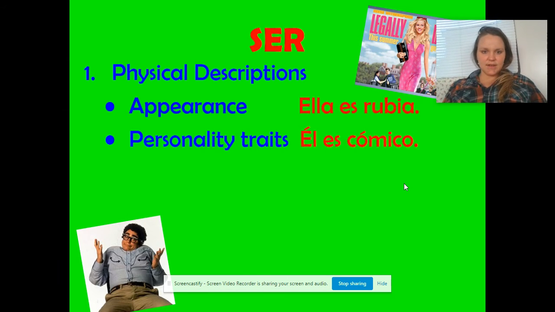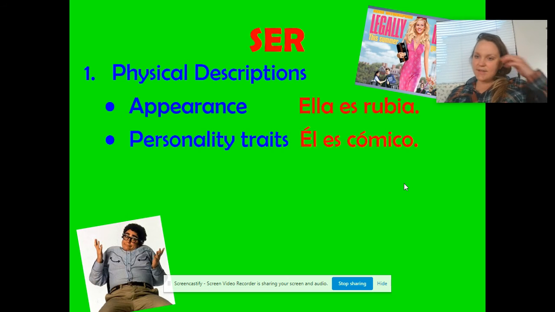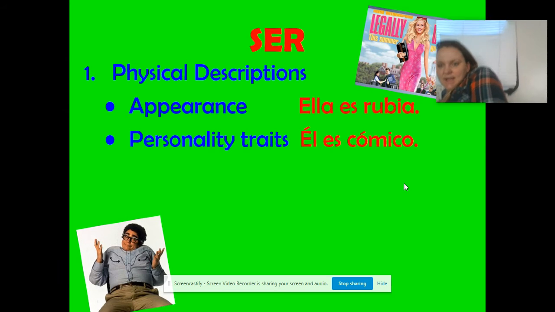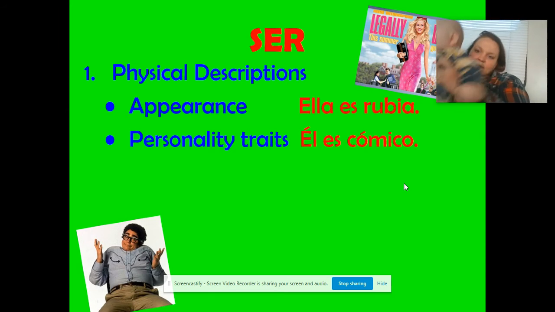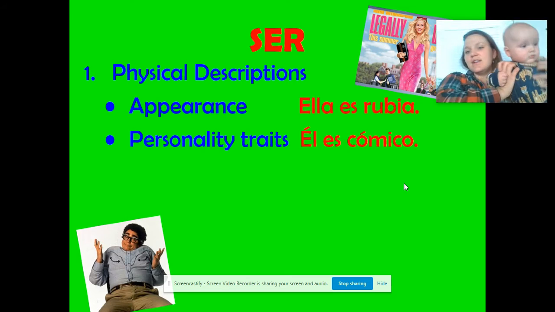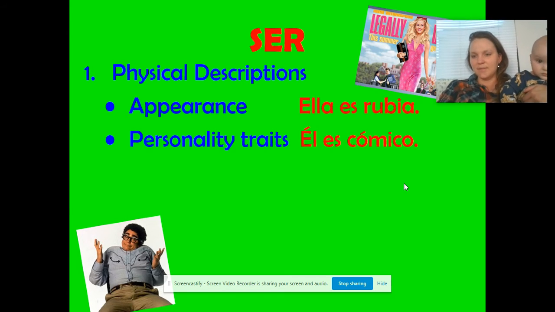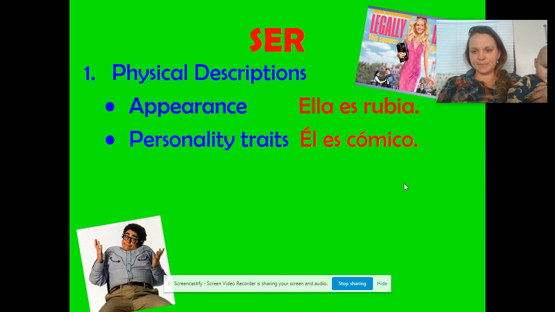Okay, next. For personality traits, this is how we all first learned to use ser at the beginning of the semester, last semester. You guys learned a bunch of personality traits like inteligente, ordenado, and so on. Let's give an example. Él es cómico. That means he is funny.